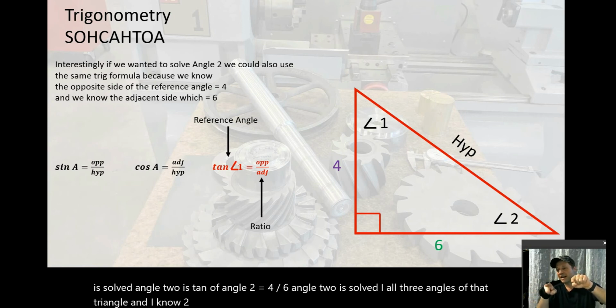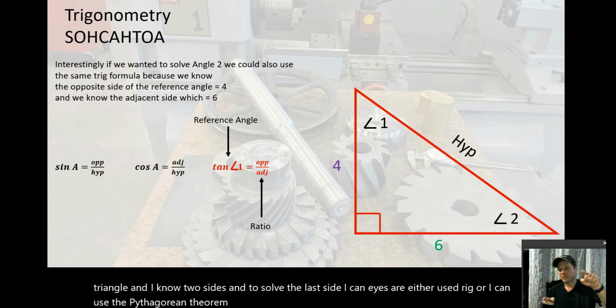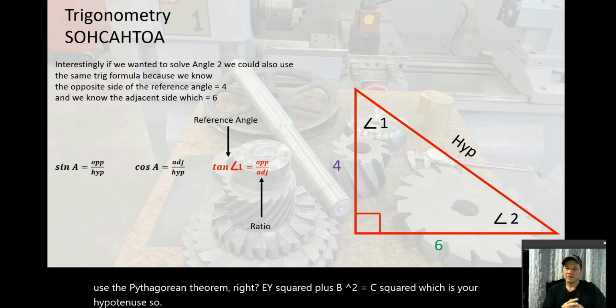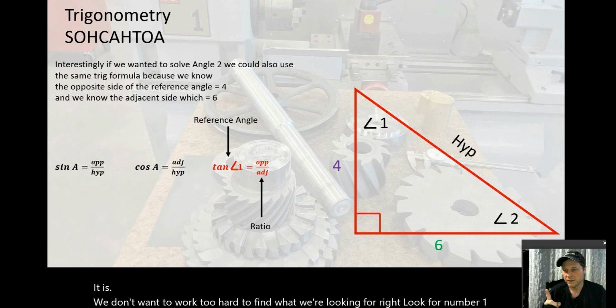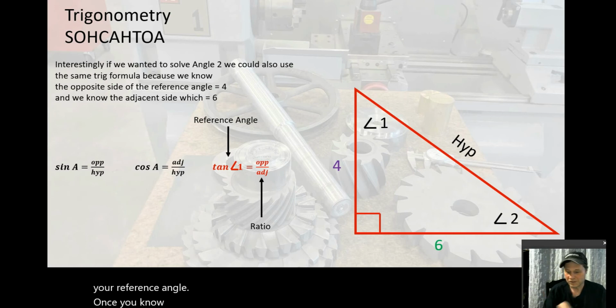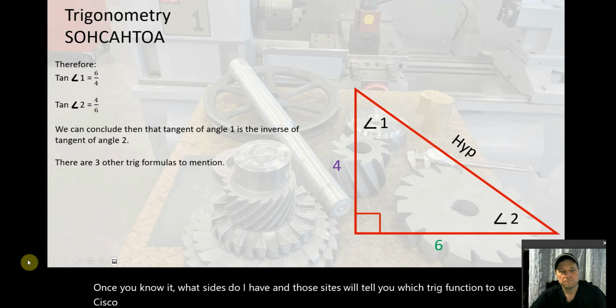To solve the last side, I can either use trig, or I can use the Pythagorean theorem, right? A squared plus b squared equals c squared, which is your hypotenuse. We don't want to work too hard to find what we're looking for. Look for, number 1, your reference angle. Once you know it, what sides do I have? Those sides will tell you which trig function to use. We only have a couple slides left here.